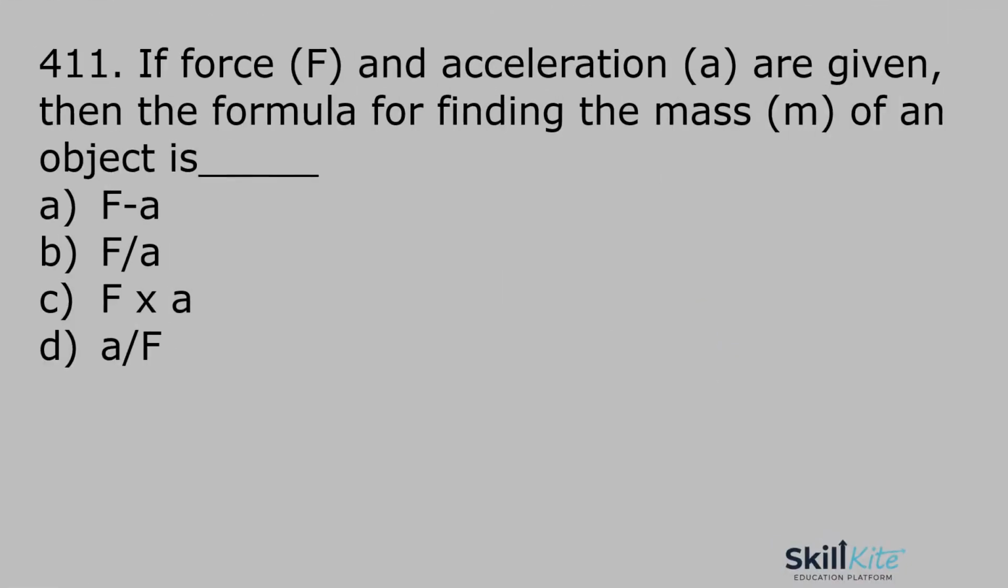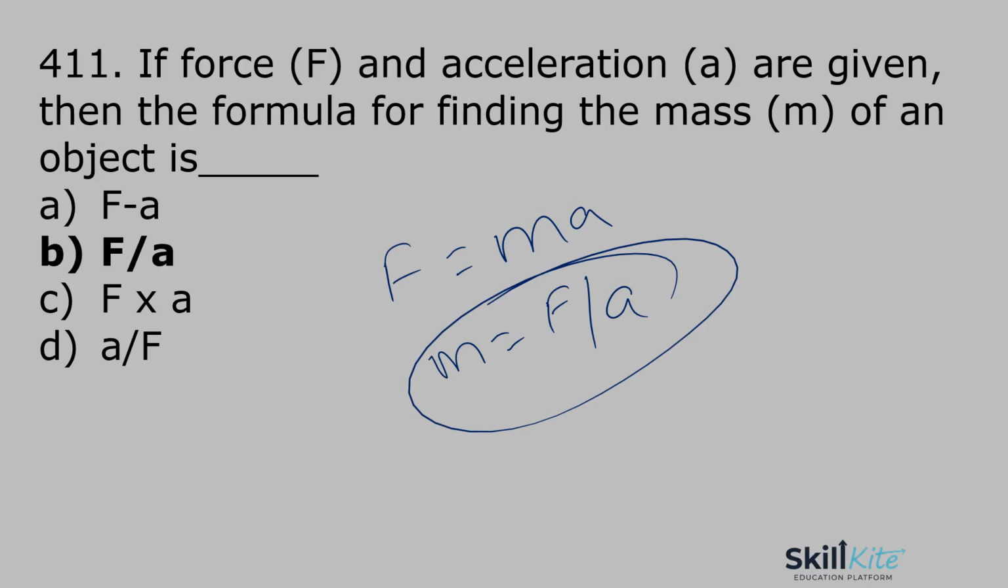If force F and acceleration A are given, then the formula for finding the mass of an object. F equals ma. We are asked to find the mass, that is F by A. So option B.